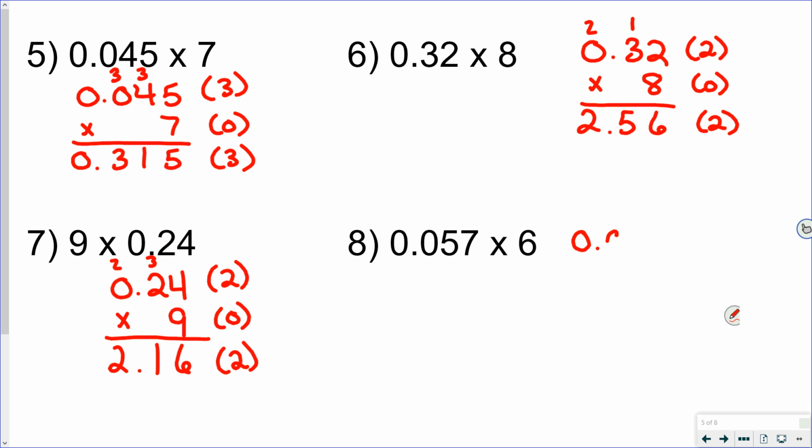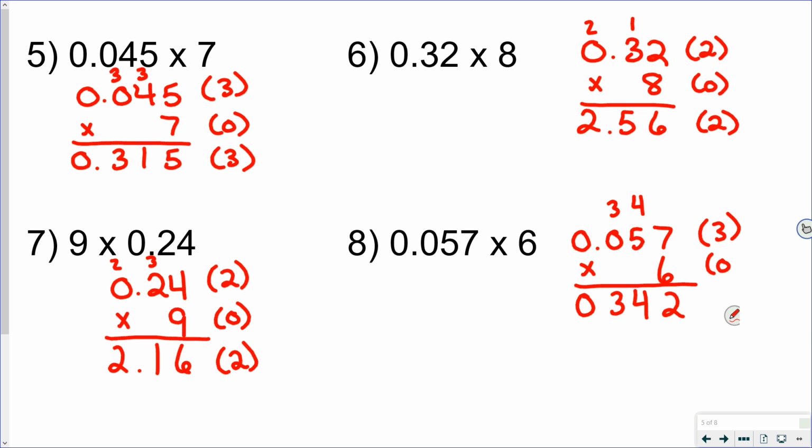And then I have 0.057 times 6. 7 times 6 is 42. 6 times 5 is 30, plus 4 is 34. 6 times 0 is 0, plus 3 is 3. And 6 times 0 is 0. 3 digits after the decimal point in 0.057, none in 6. That's a total of 3 digits after the decimal point. So my answer is 342 thousandths.